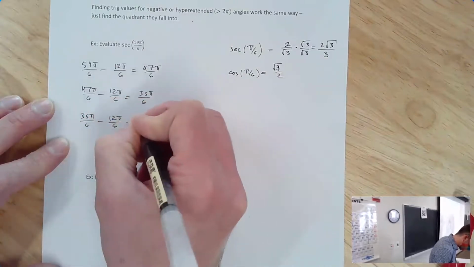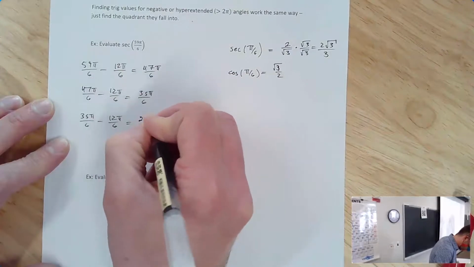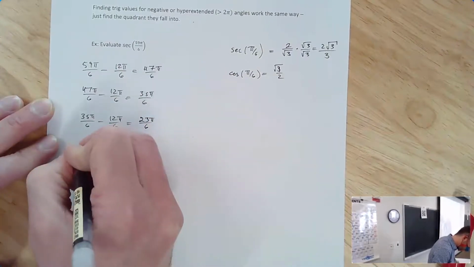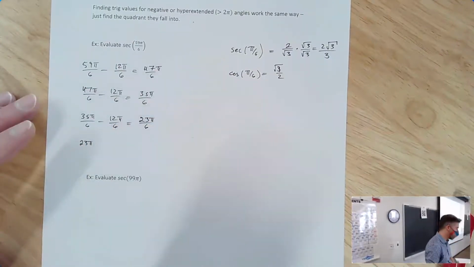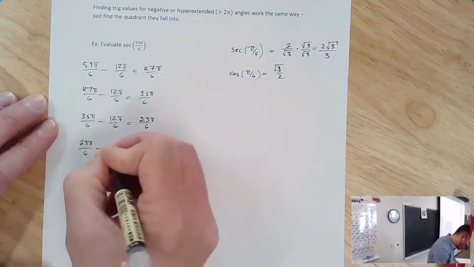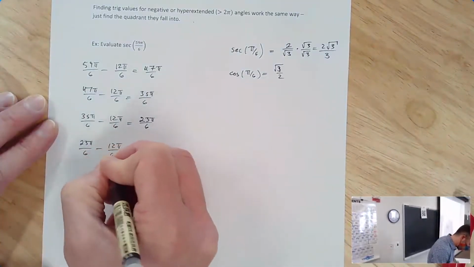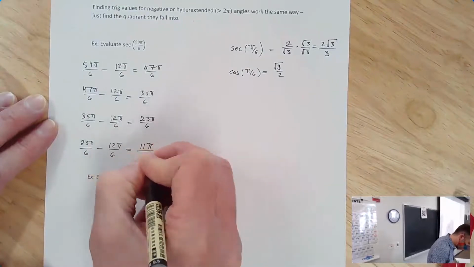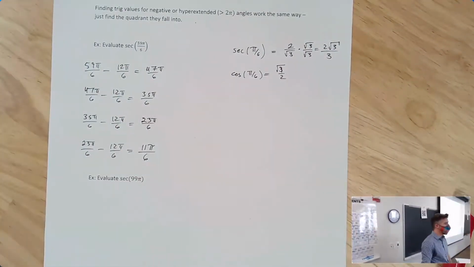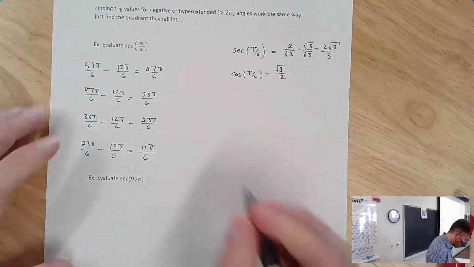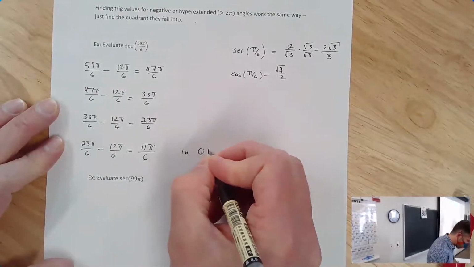It seems a little tedious. I mean, welcome to math, right? It's not always tedious. It's just sometimes tedious. So do it one more time. And now look, I finally got an angle I recognize. 11 pi over 6. What quadrant is 11 pi over 6 in? Definitely in quadrant 4. So that's kind of the longer way of doing it.